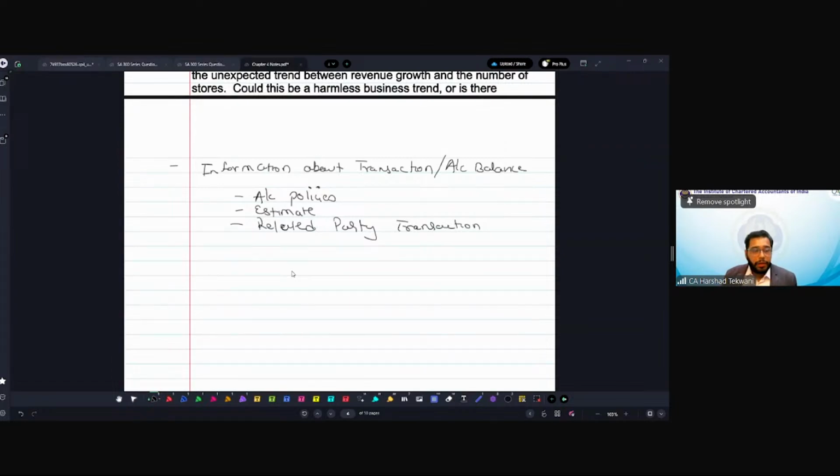Then the overall objective and strategy of the company. Sometimes the company prepares 5-year plans, 2-year plans, yearly budgets, long-term targets, goals, mission, vision, all that particular stuff will also give you an understanding of where the company is going. Evaluation of the company's financial performance.